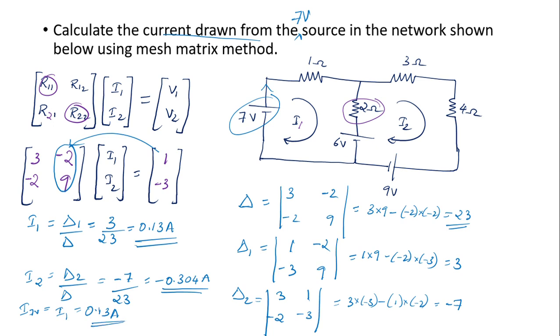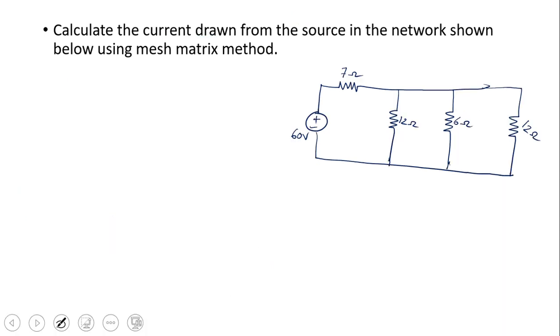I hope this video is clear, and I will just give you another homework over here. You can see this is another problem. You have to calculate the current drawn from the source. I'll just help you in writing down the matrix equation. Here again you can see how many meshes there are. There are 3 meshes, I1, I2 and finally I3.